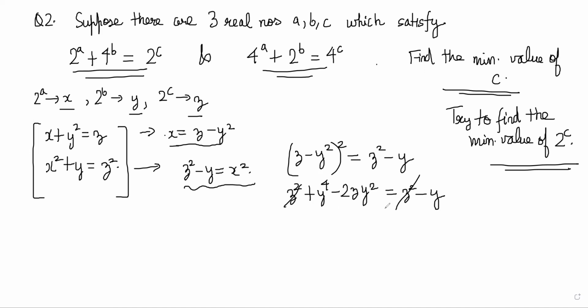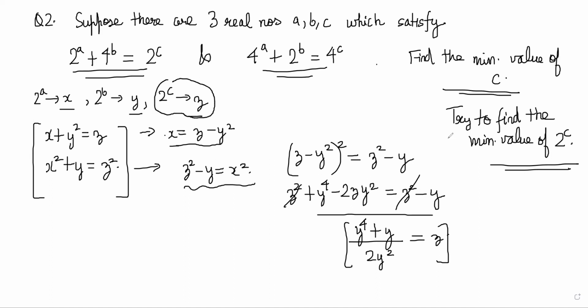Z squared gets cancelled, and we have basically a way to get Z, right? So what we get is Y^4 plus Y over 2Y squared is equal to Z. Just solving for Z here, we get Z equal to (Y^4 plus Y) over 2Y squared. And we have to find what? We have to find the minimum value of 2^C, right? We have to find the minimum value of Z, right? So Z is equal to (Y^4 plus Y) over 2Y squared.